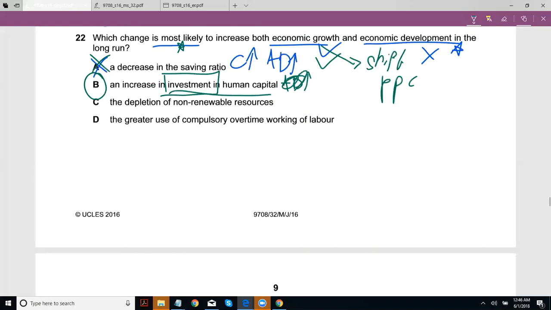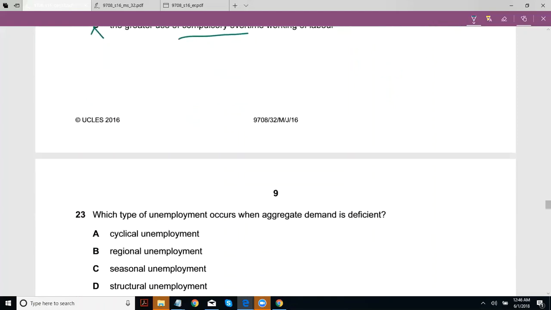So it could be B. If you're depleting non-renewable resources, well, then definitely economic development has not happened. So you can just cross that right away. The greater use of compulsory overtime working of labor, well, your quality of life hasn't really gone up, right? If you're forcing them to work extra hours, how has their quality of life gone up? So among the options, your most likely case would be B, as per the explanation that we provided.